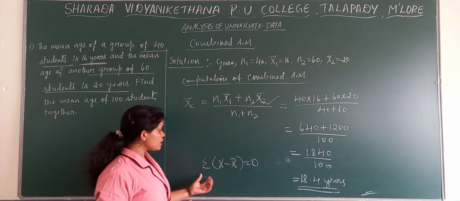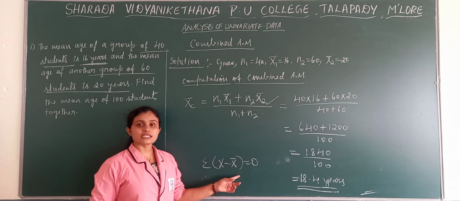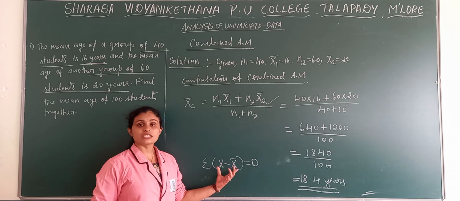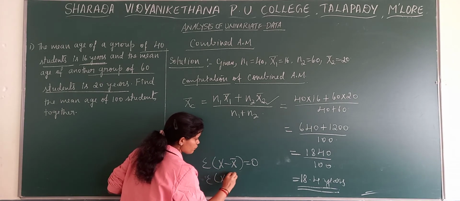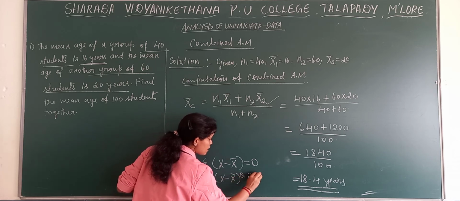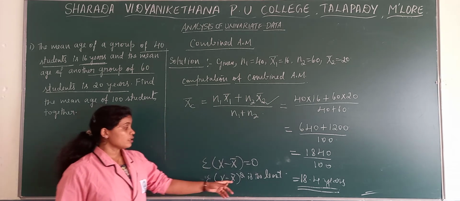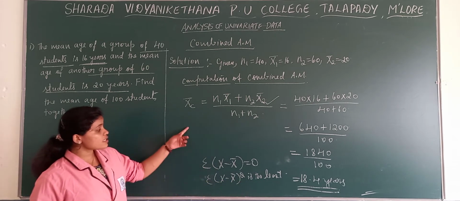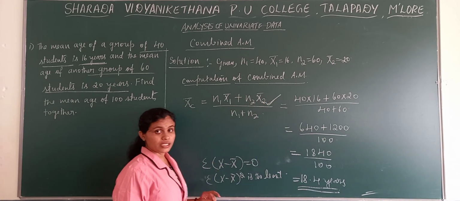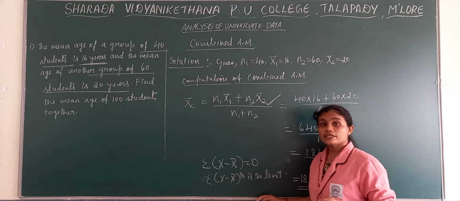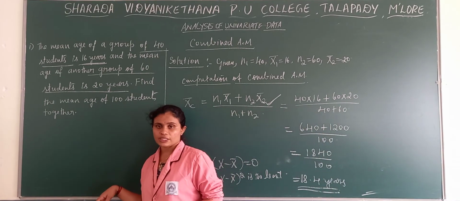And the second property: the sum of squared deviations taken from the arithmetic mean is the least. That is the second property, and this is the third property, and this is the last formula under arithmetic mean. Now we have some other problems in the case of combined arithmetic mean.